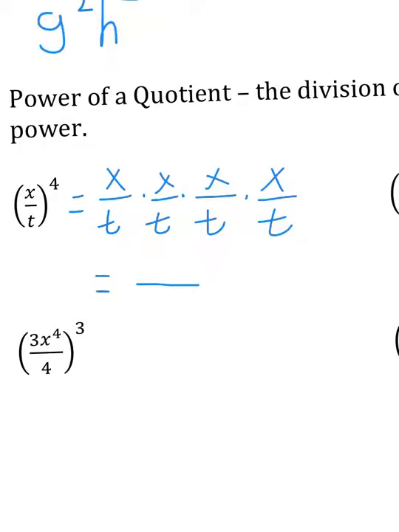Well, these are really all x to the 1, right? Because it's just a single x. And when we're multiplying with exponents, with like bases, we just add the exponents. So we end up with x to the 1, 2, 3, 4. There are 4 x's, so x to the 4th. Same thing with all of the t's, so it's x to the 4th over t to the 4th. Okay, so really what we did is we just raised the numerator to that power and then raised the denominator to that power.